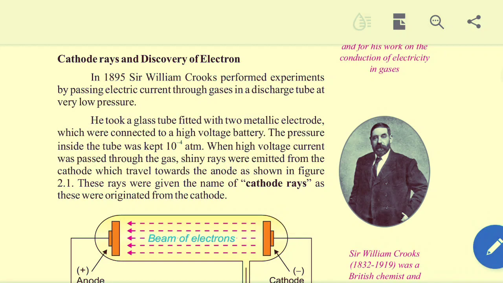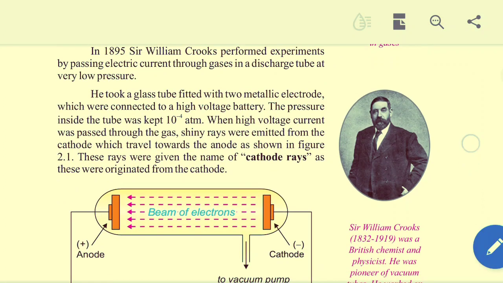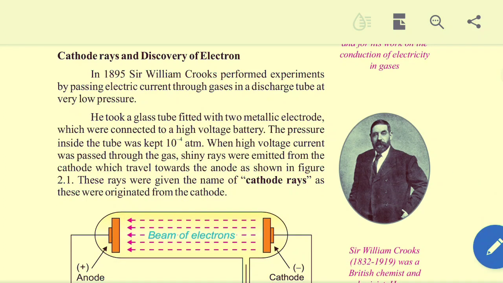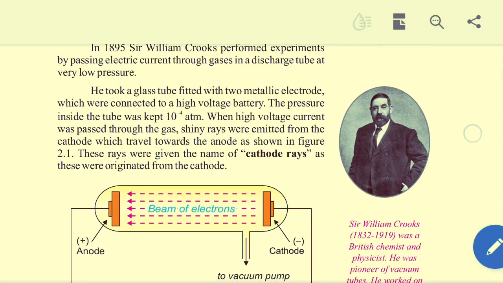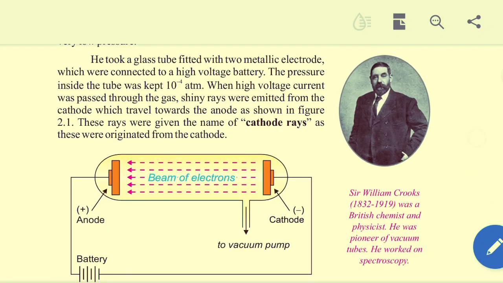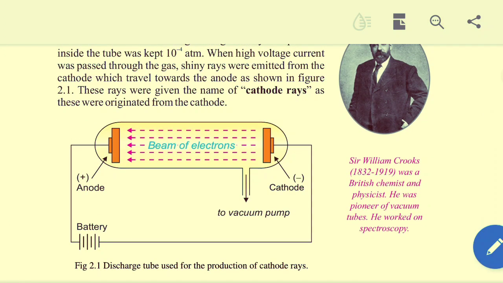How are you all? In the previous lecture, we studied cathode rays and the discovery of the electron, and we will find out more. Here is the procedure. First is the heading of introduction, which starts from 1895 and very low pressure. Then the second heading, introduction. After the introduction is the experiment, and he took a glass tube fitted with two metallic electrodes which were connected to a high voltage battery, and set the apparatus like this.